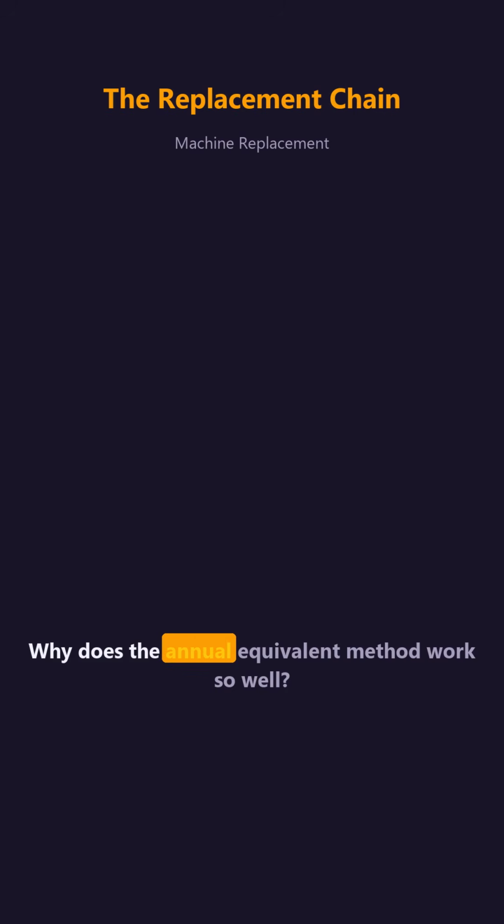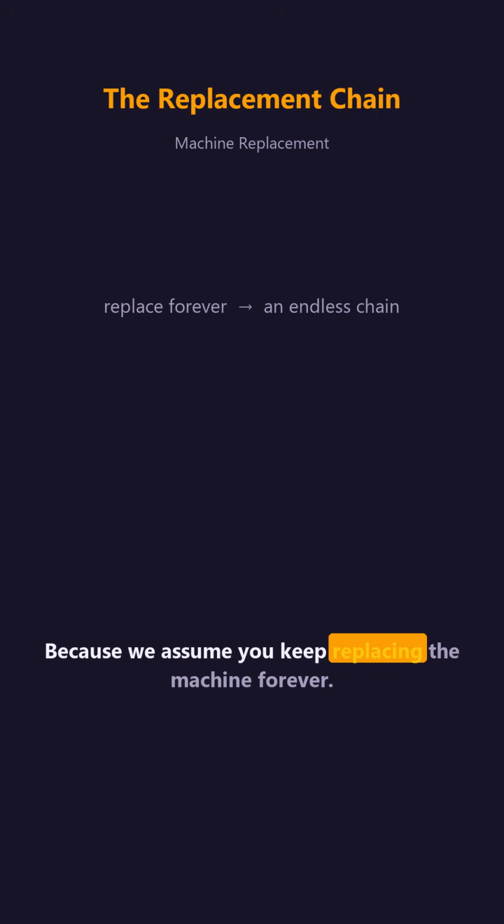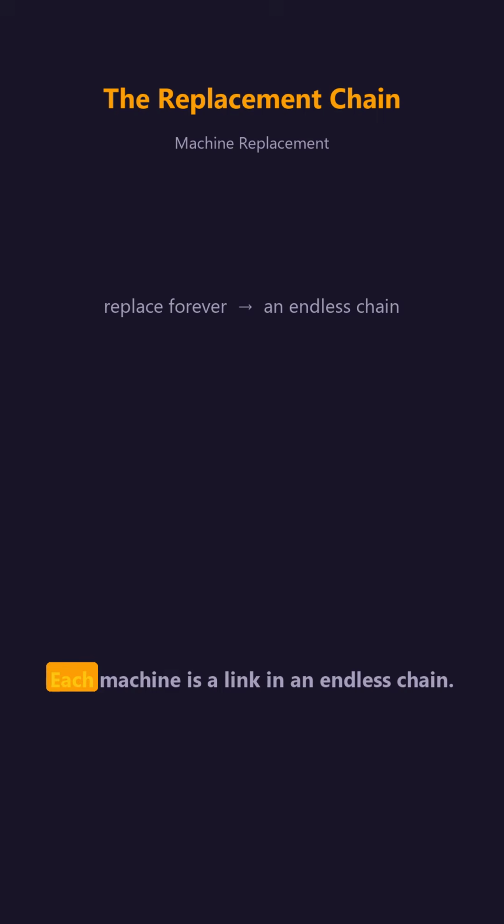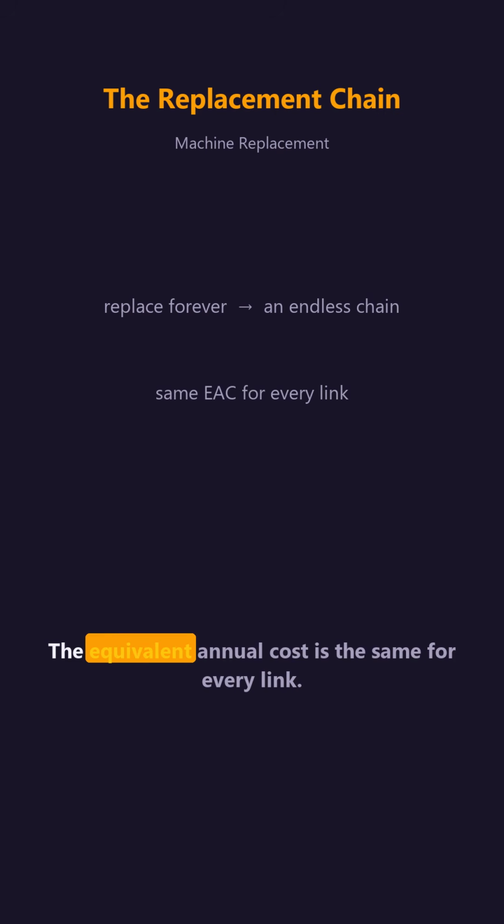Why does the annual equivalent method work so well? Because we assume you keep replacing the machine forever. Each machine is a link in an endless chain. The equivalent annual cost is the same for every link.